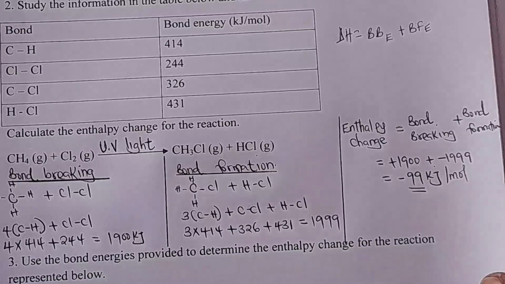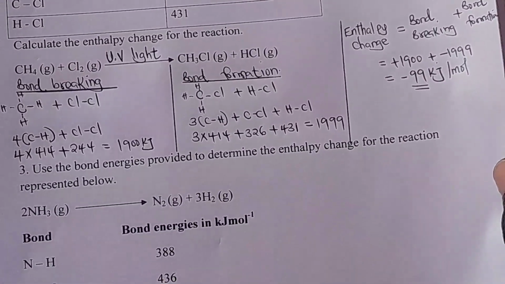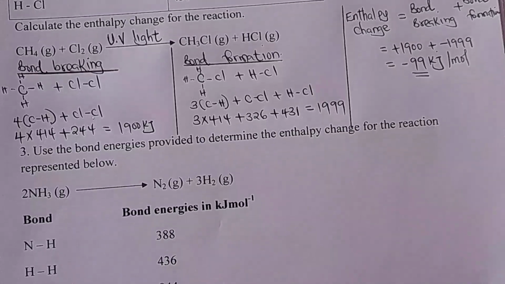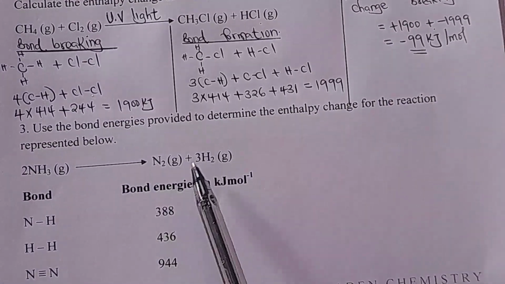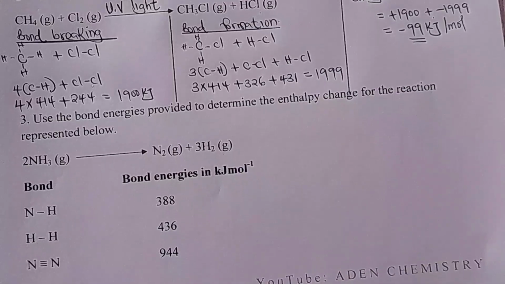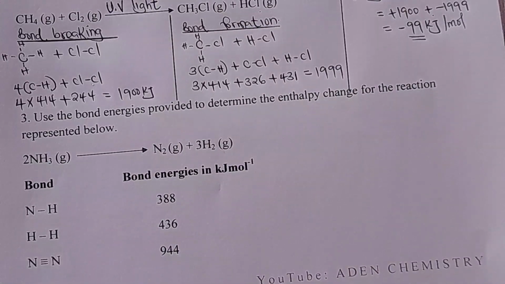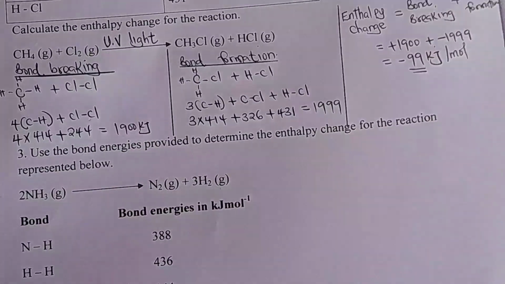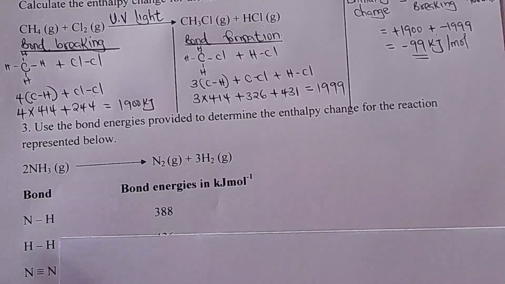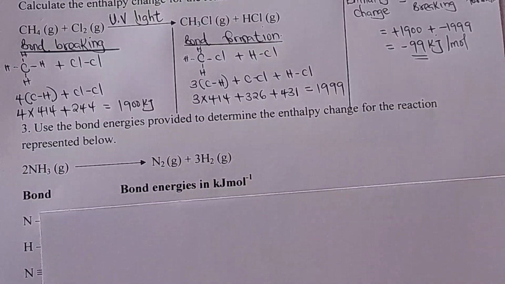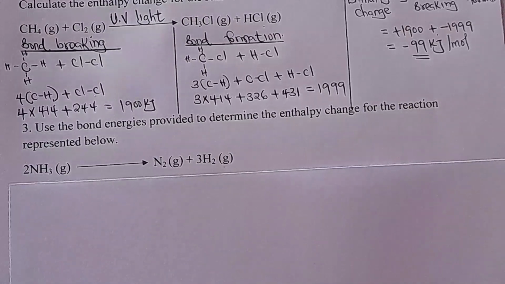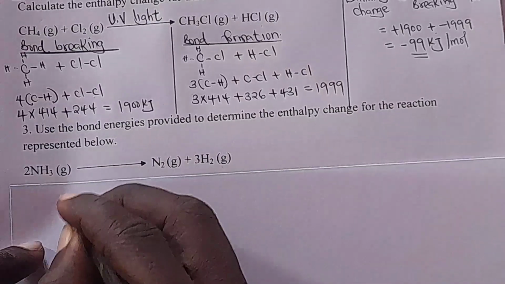Okay, number 3, we are told to use the bond energies provided to determine the enthalpy change for the reaction represented below. So we have ammonia gas decomposing to produce nitrogen gas and also 3 of hydrogen gas. So for us to do this, we are supposed to have, first of all, your bond breaking, and remember, bond breaking will be on the side of the reactants. So there we are going to write bond breaking.